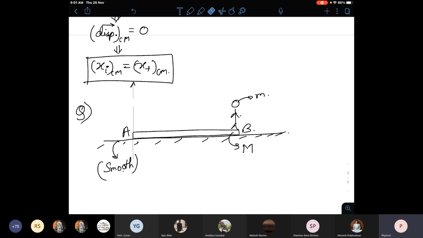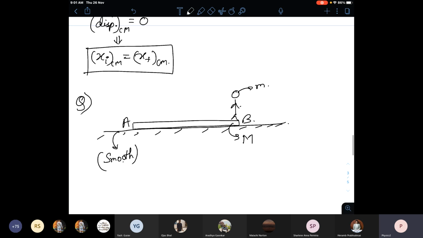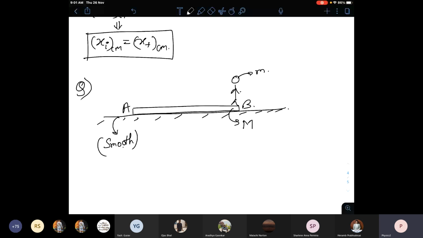Now what happens, let's not draw it now. It will be given in statement form that there is a man of mass small m and a plank of mass capital M on which the man is standing at one of the ends of the plank. Then they will say that the man suddenly starts to move towards the other end of the plank, and when he reaches the other end, you have to tell by how much the plank has moved.